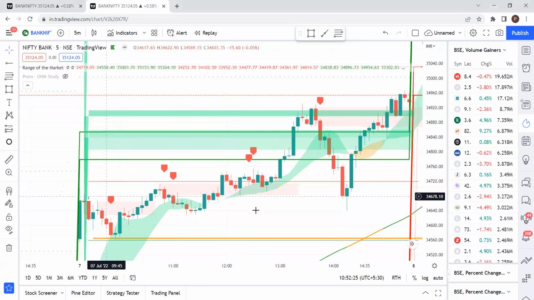There may be another one. Okay, this is like an overbought area. If it's an overbought area, it will be a selling area. So this is also an overbought area. So that's a selling area for you.